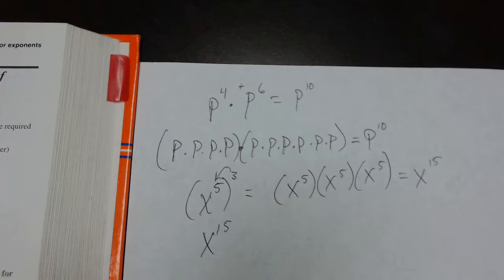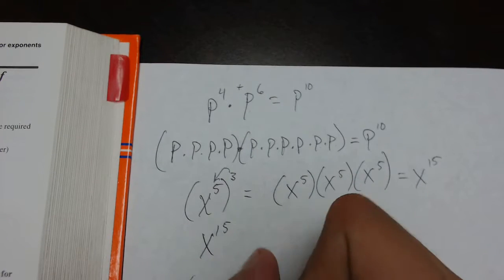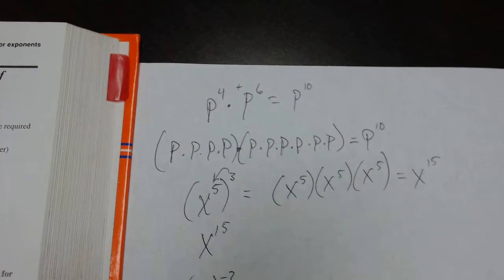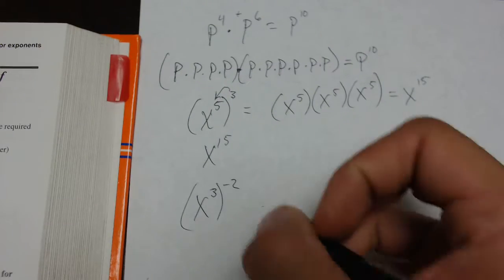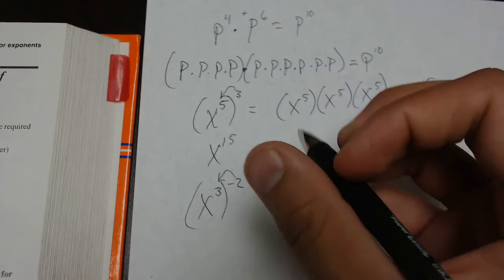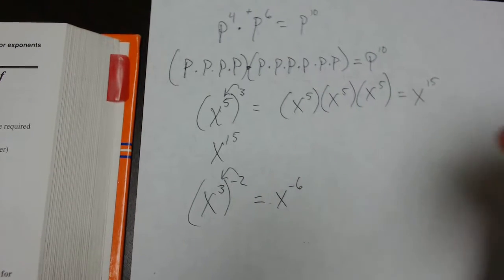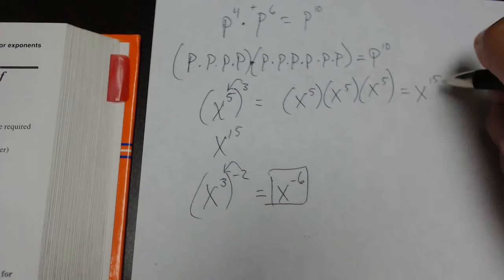Now what if we threw negatives into the mix? Like let's say we had x to the power of 3 in parentheses, and then outside we had negative 2. Well, the same multiplication rule would apply. We would just take negative 2 times 3, which gives us negative 6. So this is going to equal x to the power of negative 6. And that's our answer there.